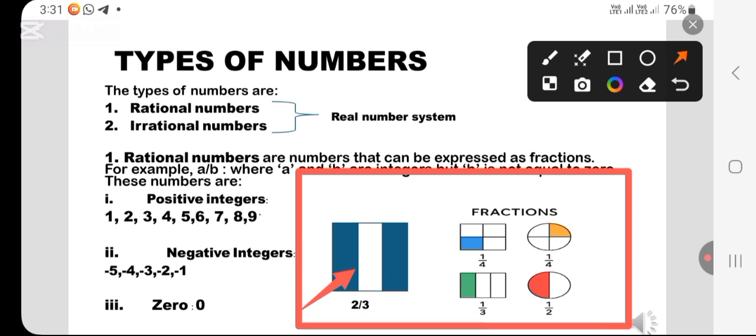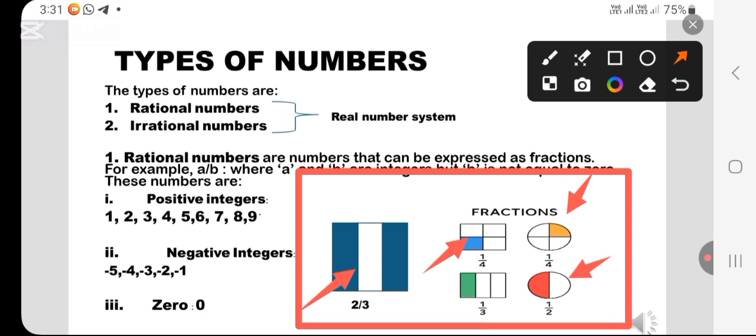What about this rectangle divided into 4 parts, and a part was taken off, colored? So the fraction taken off is 1 over 4. What about this circle divided into 4 parts? A part was taken off. This colored part was taken off. So the fraction taken off is 1 over 4.